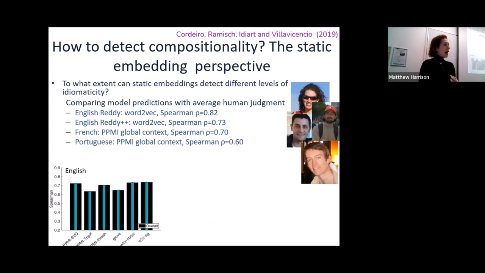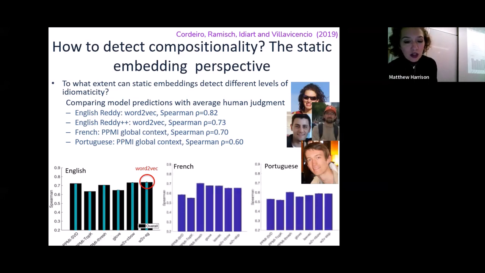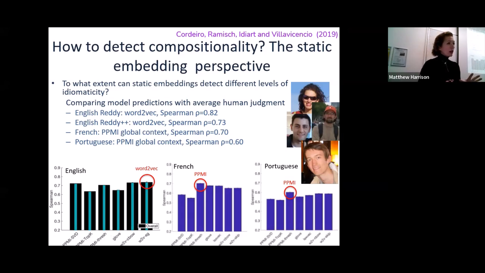tested models like Word2Vec and GloVe, so you can see them on the x-axis. And we looked at the Spearman correlation that they had with the human judgments. And what we found was that they actually did a pretty decent job. We got around 0.80 Spearman correlation for most of the models. And we found the same for French and Portuguese, though they were slightly lower correlations. For Portuguese, it was around 0.60. But if you remember that I told you before that the same expert annotator got 0.77 Spearman correlation with himself, the models aren't doing a bad job.